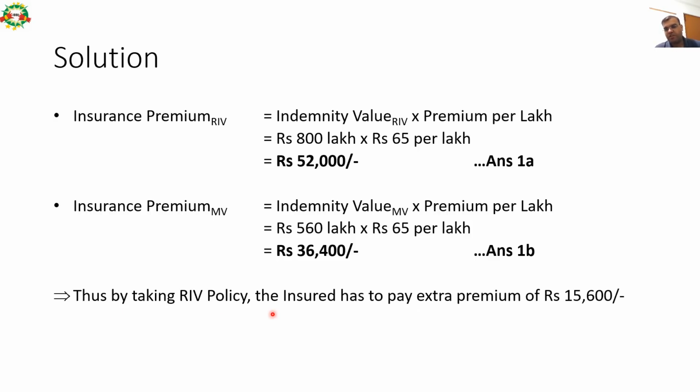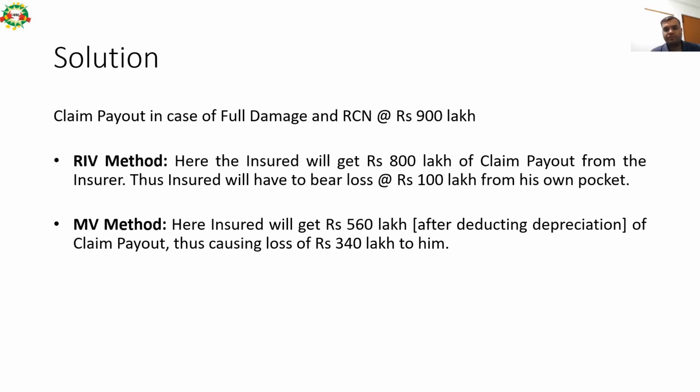So this is the extra cost, extra burden on the owner of the property, the insured, in the form of extra premium. So let us try to understand what benefits he will get by paying this extra premium. So claim payout in case of full damage and RCN of 900 lakh rupees. Here, in case of RIV policy, the insured will get rupees 800 lakh of claim payout from the insurer, the insurance company. Thus the insured will have to bear a loss of rupees 100 lakh from his own pocket.